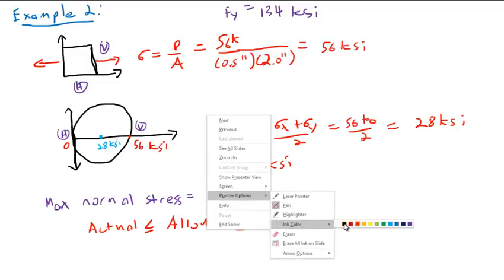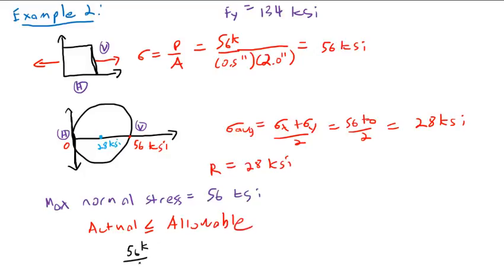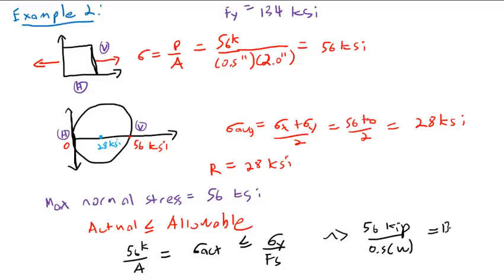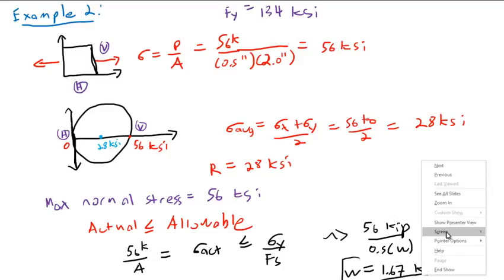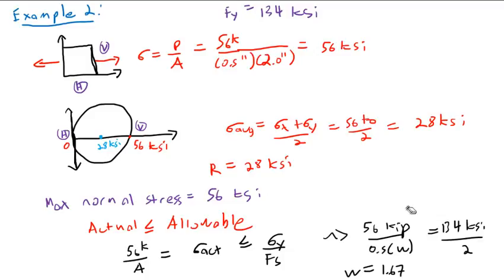56 kips over A equals sigma actual. So this thing has a load of 56 kips on it. Sigma actual is less than or equal to sigma y over fs. So this leads us to 56 kips over 0.5 times W equals 134 KSI over 2. So we could actually get away with a width of just 1.67 inches if we'd like. We only actually need a width W of 1.67 inches.